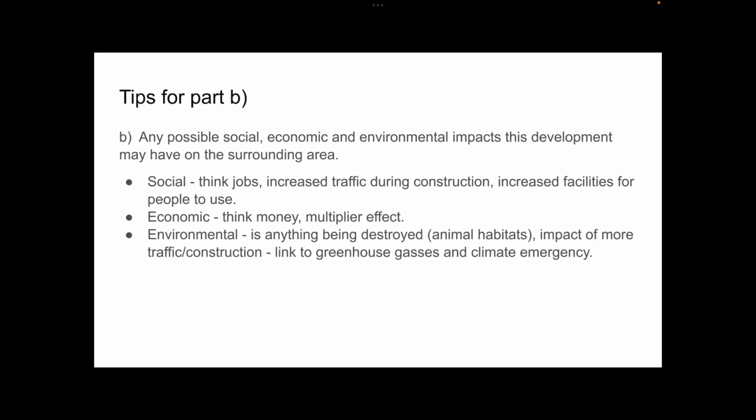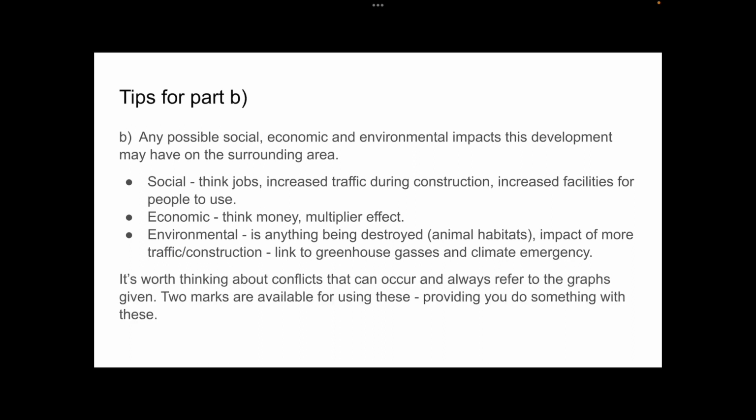Environmental, generally negative, but is there something being destroyed? Again, there might not be, but are you destroying animal habitats? Are you getting rid of forestry areas? Are you getting rid of farmland? The impact that that's going to have. Obviously, the impact of more traffic, more construction. You can link it to your greenhouse gases. You can link it to your climate emergency. You can also think of conflicts that might occur. So if it's a tourist site, you're then encouraging more tourists and how the locals might not get on with tourists. All these sorts of things can be thought about. Now, and there we go, that's the wee thing I talked about there with your conflicts.